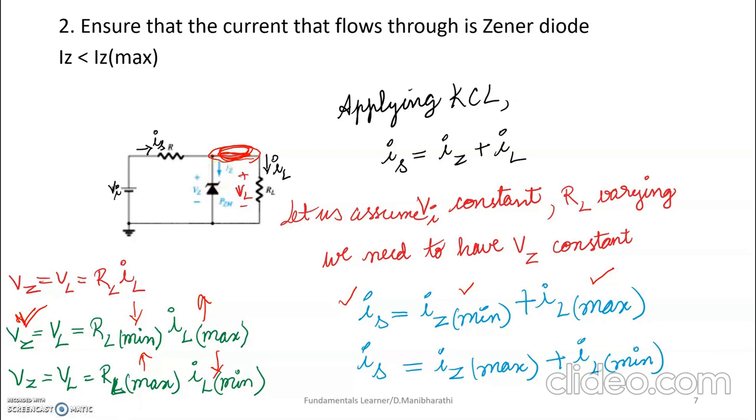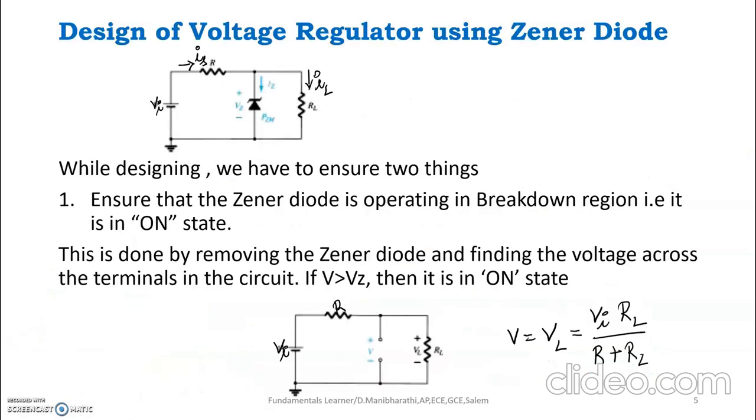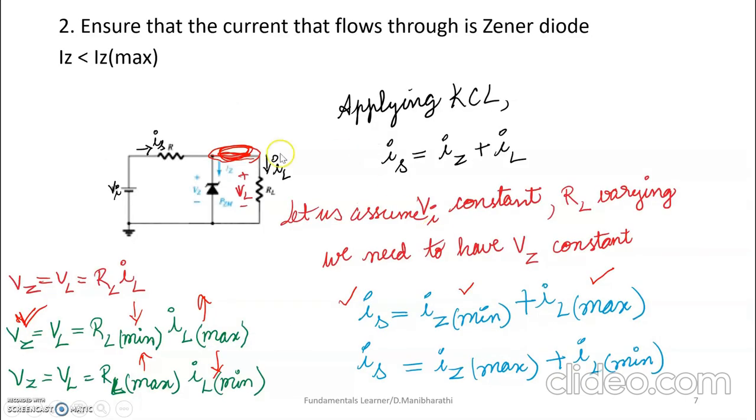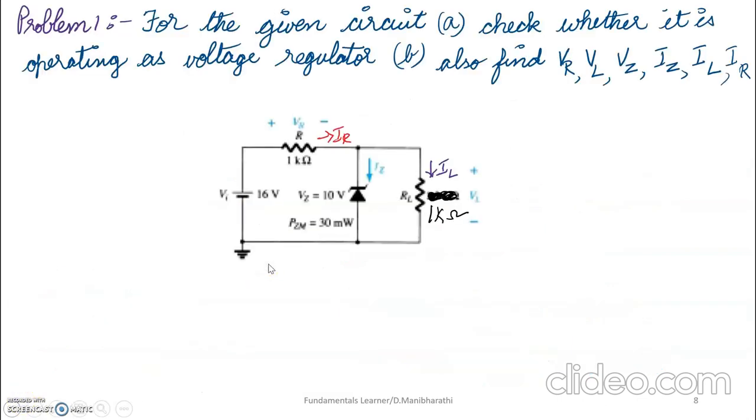These things should be ensured. First, you have to ensure that your Zener diode is operating in the on state. Second, you have to ensure that the current flowing through the Zener diode is less than the maximum current. Okay.